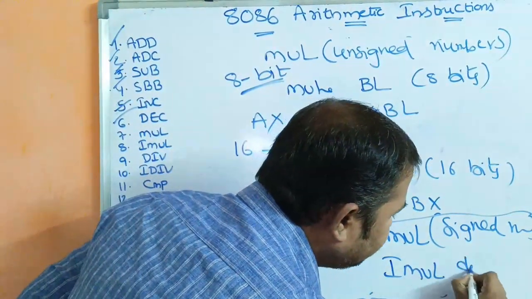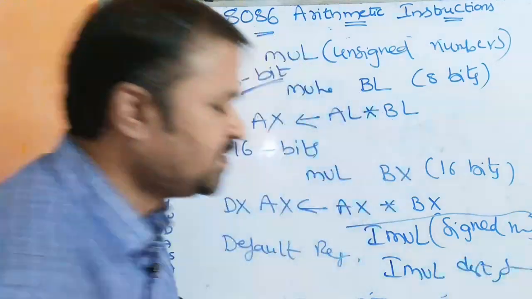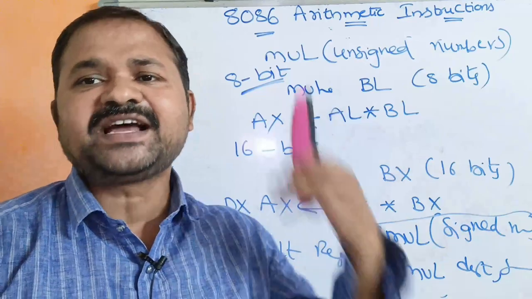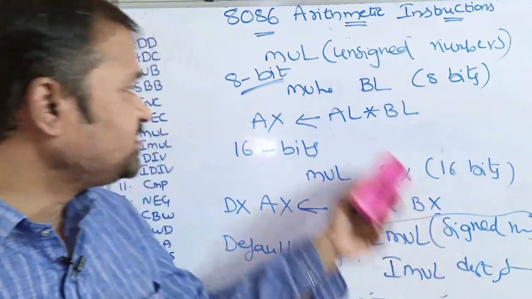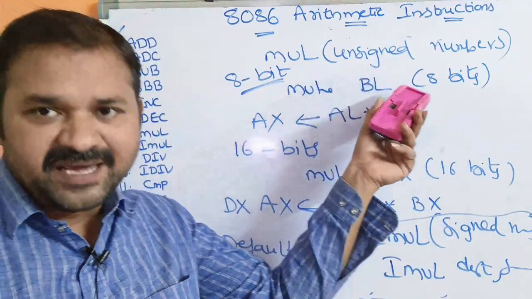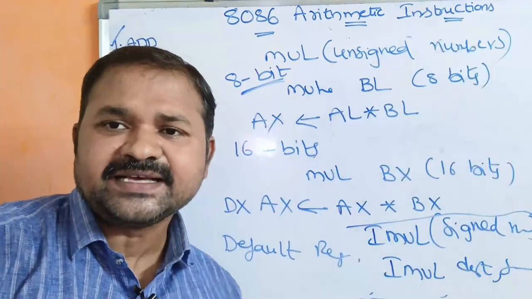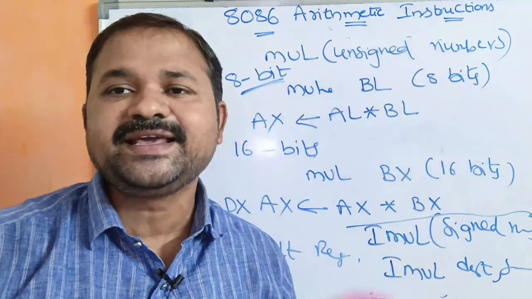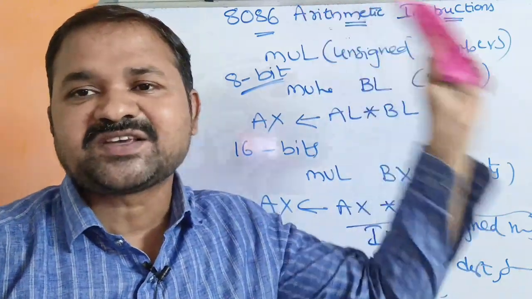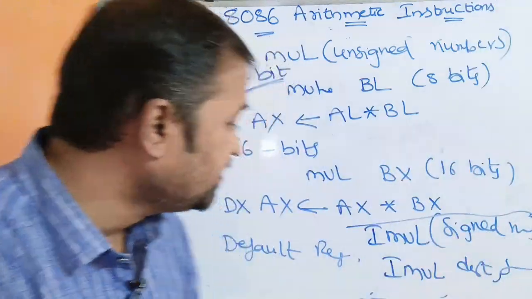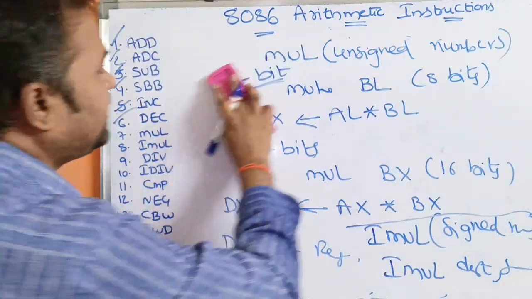IMUL destination comma source. The source will be multiplied with the destination, and the result will be stored in the destination. You can write the same syntaxes. IMUL BL, so AX implies AL into BL. You can write the same examples as MUL. There is no difference. Simply in place of MUL, you need to use IMUL. So MUL is for unsigned multiplication, whereas IMUL is for signed multiplication.